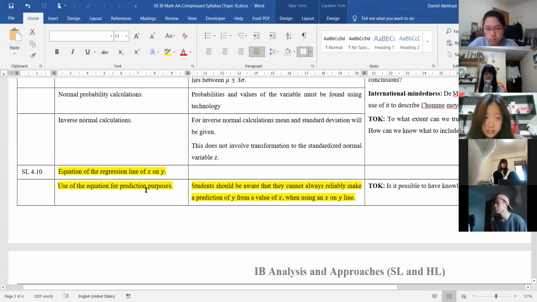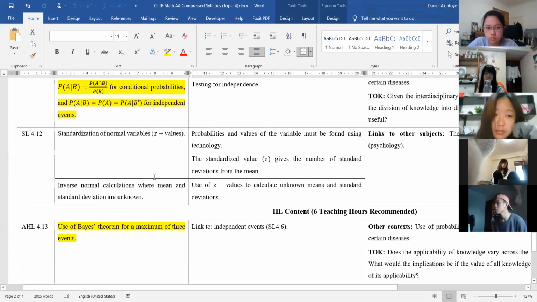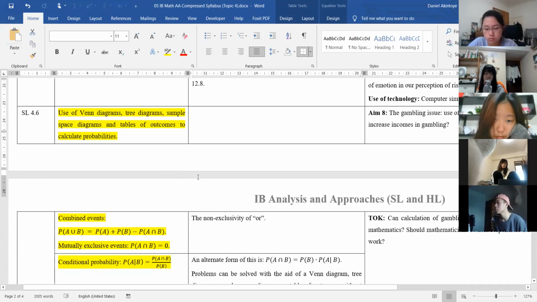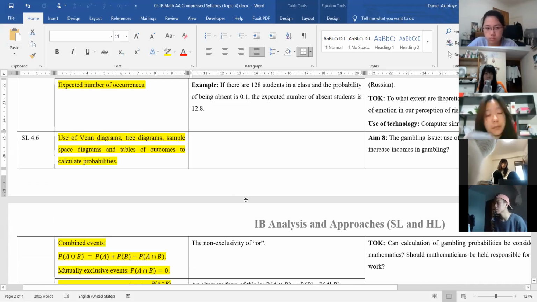So with this, we are done with regression and correlation. Random variables will be next, with the discrete ones, and the last will be the continuous random variable.